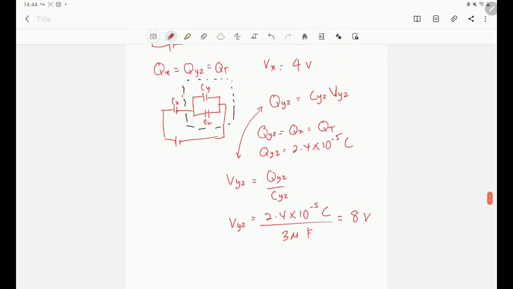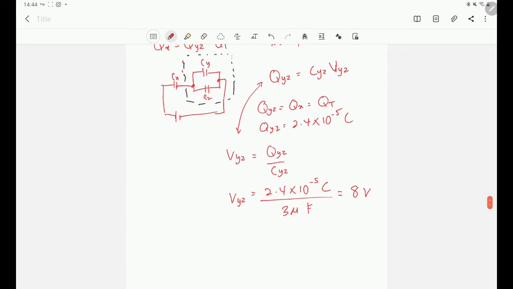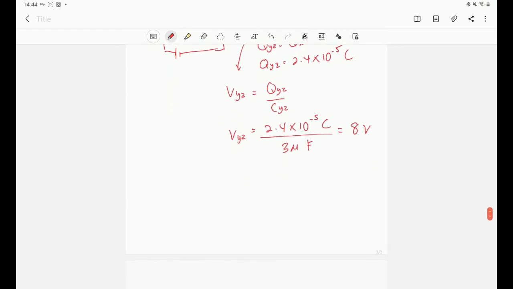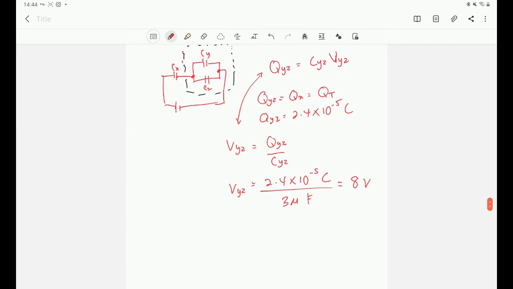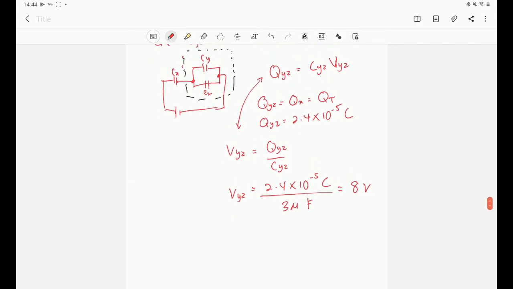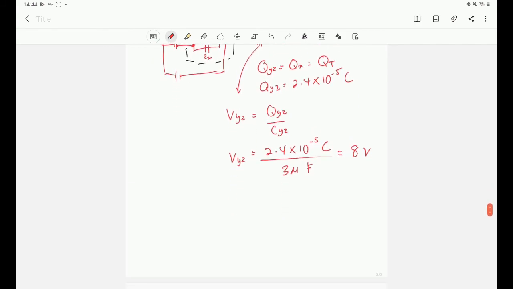So right now we know that for Cy and Cz, the potential is the same, which is Vyz, which is 8 volt. So right now we can find the charge at Cy and the charge at Cz. It's just the same. So to find the charge at Cy first.